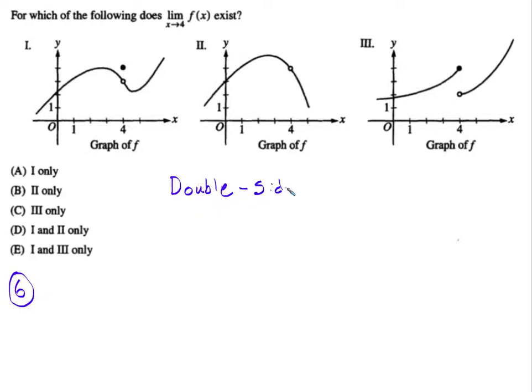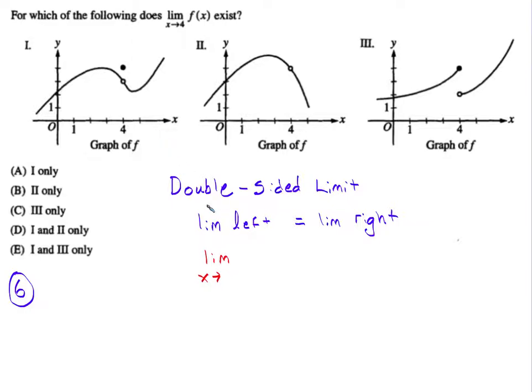Double-sided limit. There are two things that need to be equal to each other. What are those two things? I know that the limit on the left needs to be equal to the limit on the right. And if you want the exact notation, like if you were doing this for a free response, you would say that the limit as x approaches whatever point you're talking about.